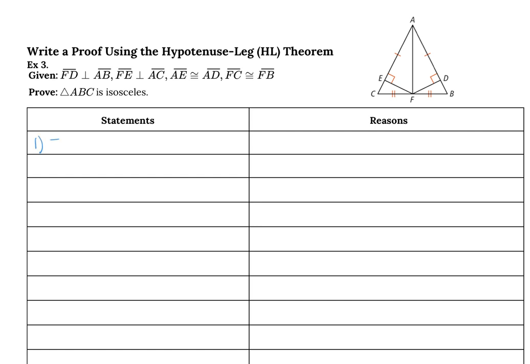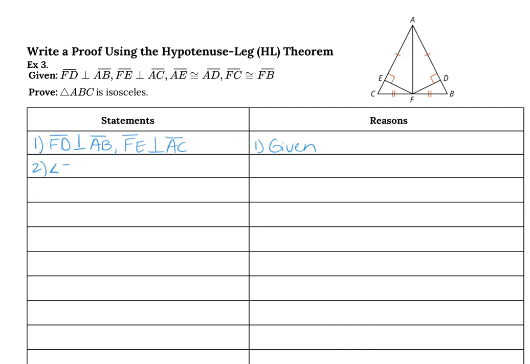All right, so we're given our perpendiculars. FD is perpendicular to AB, and FE is perpendicular to AC, and that is given. Two, we know that angle FDA.